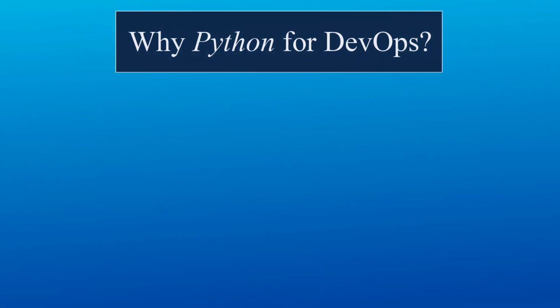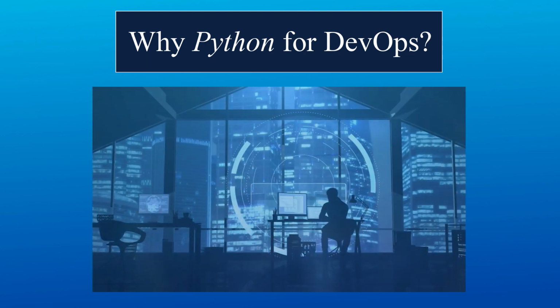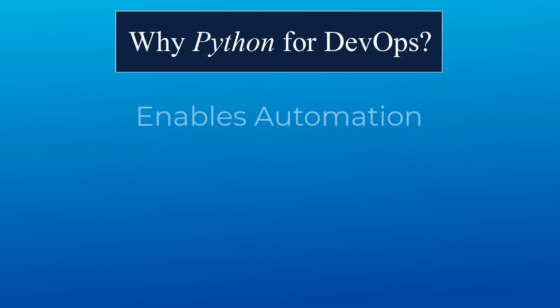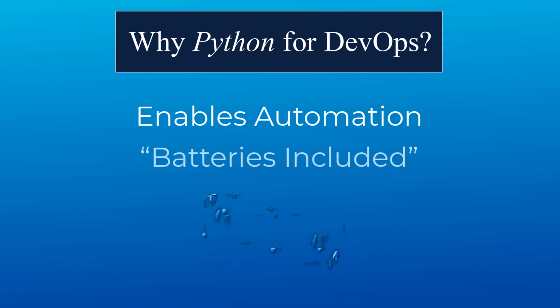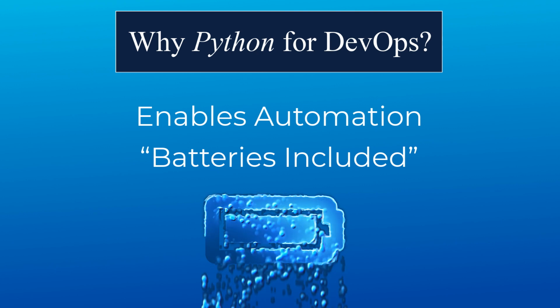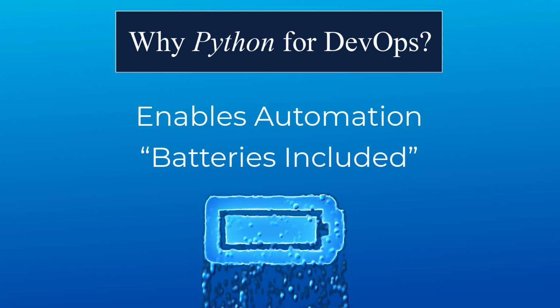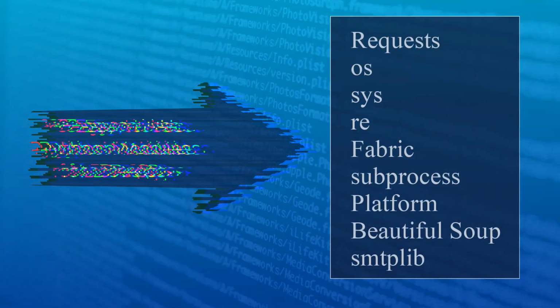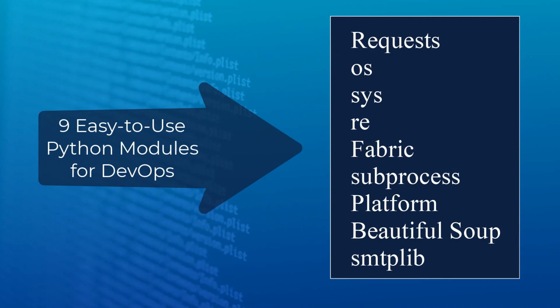Why Python for DevOps? The Python language is a trusted constant in the world of DevOps due to its ability to enable automation with ease. Python's philosophy of batteries included means there is a module already built for nearly anything you need to accomplish, making constructing automation and moving from development to production a less burdensome process. Here are 9 easy-to-use Python modules for DevOps.